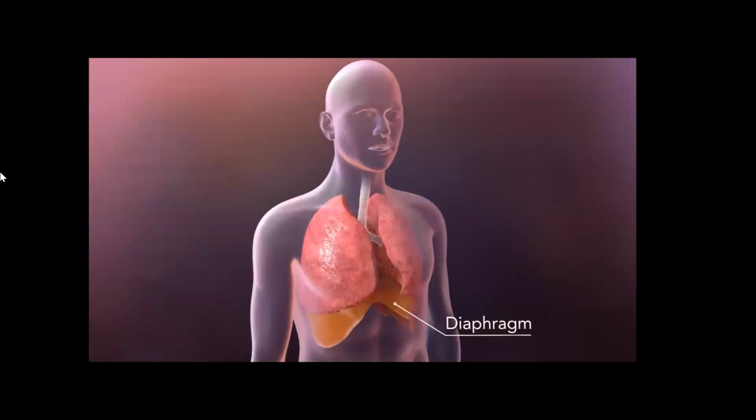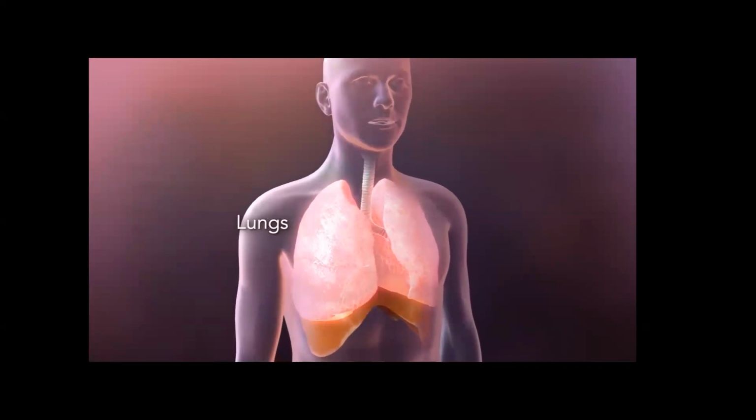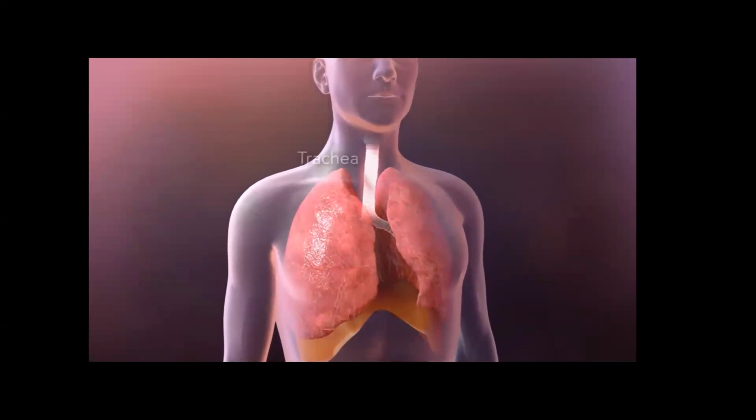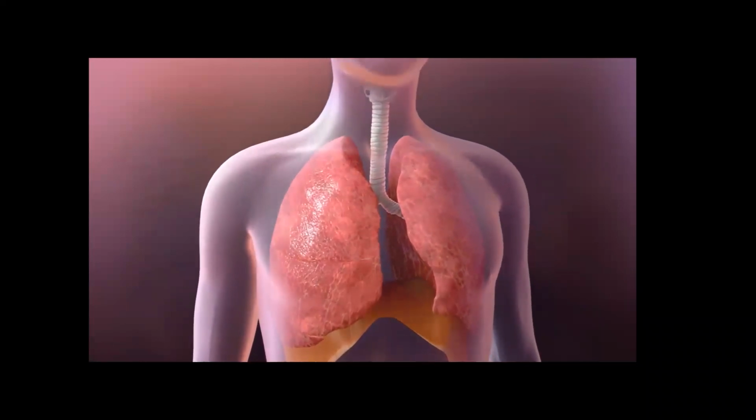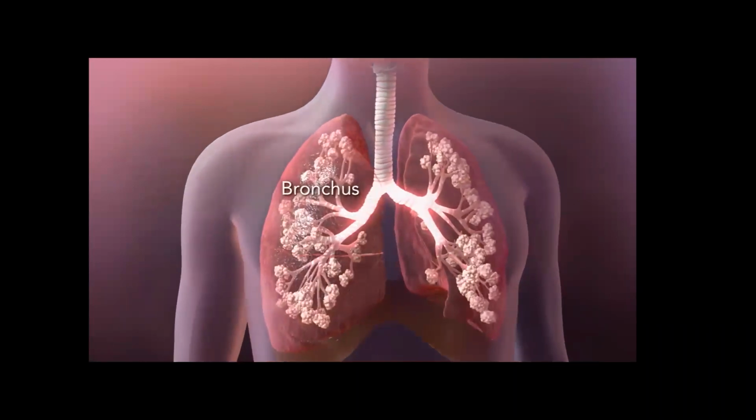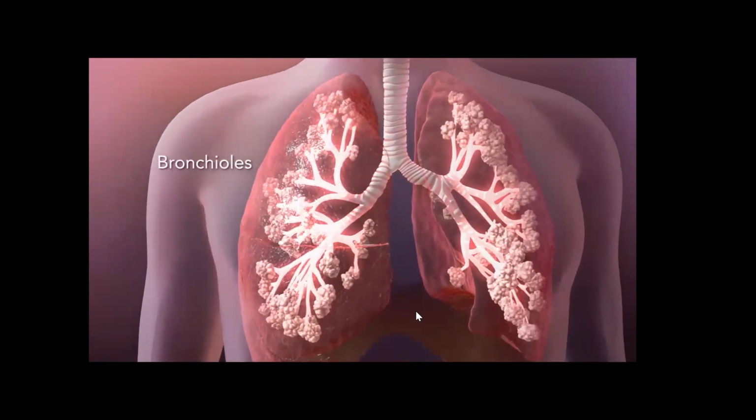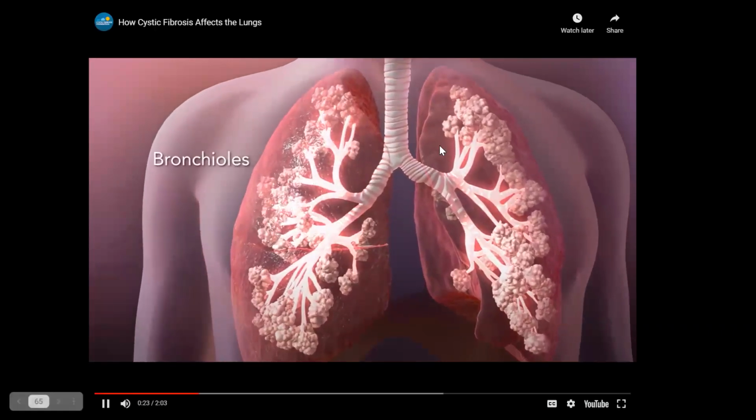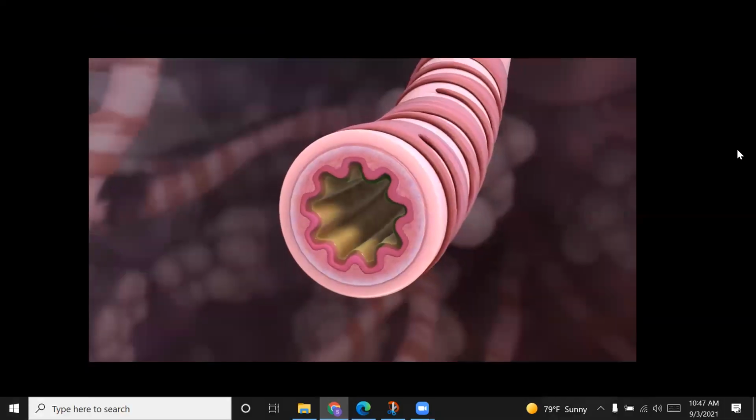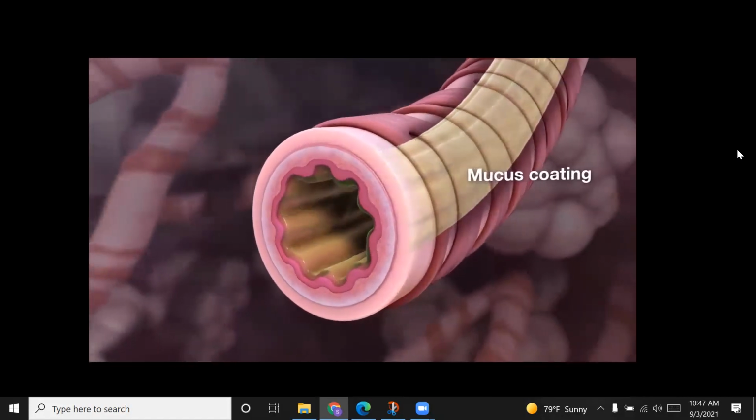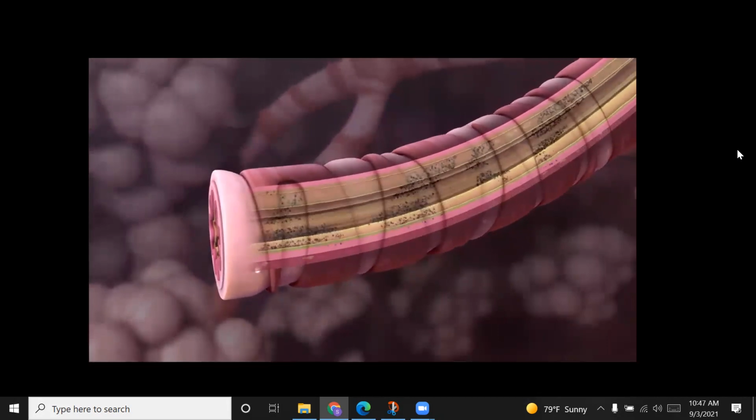Cystic fibrosis is a genetic disease that affects multiple organs, including your lungs, and limits your ability to breathe over time. Your main airway, called the trachea, branches into each of your lungs. The largest airway within each lung is called a bronchus, and each bronchus branches into smaller airways called bronchioles. Normally, airways are coated inside with a thin layer of fluid and mucus. The mucus catches dust and germs from the air you breathe in.